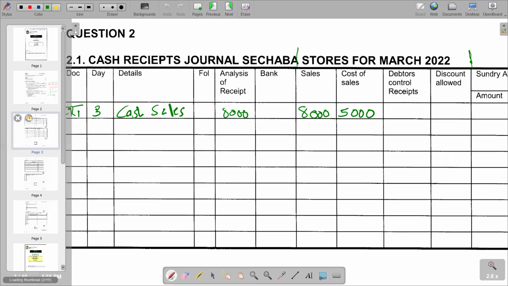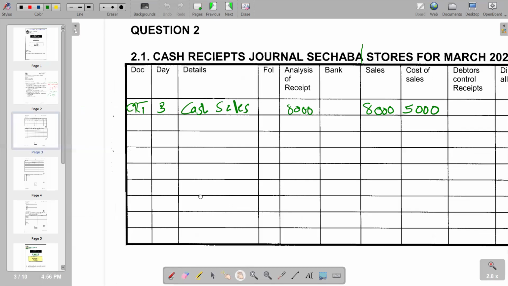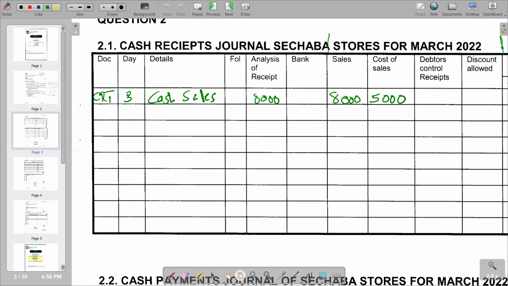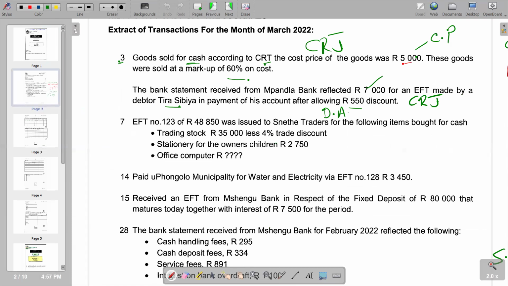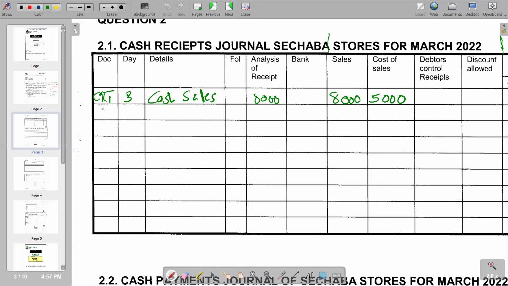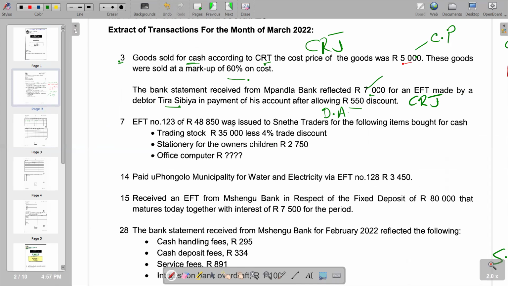So we go to other section, and this is our cash receipts journal. So we're going to say the column for document number. We go there trying to see in terms of our document number. This was reflected on the bank statement, so we don't have any reference. So we're just going to put our prefix for bank statement, which is BS. So you're saying BS, and the date 3 still applies. And in terms of the details, we said we're going to put the name of the debtor, which is Tira Simia. Then in terms of the amount, we refer back, we have 7,000.